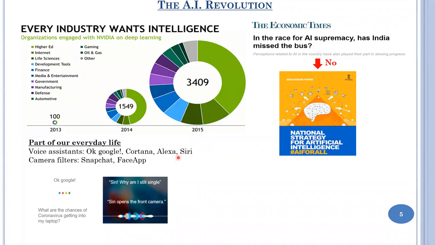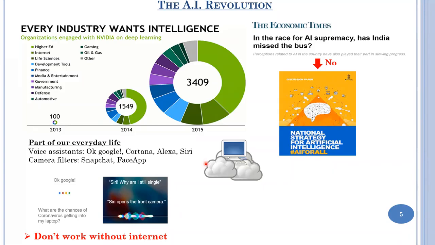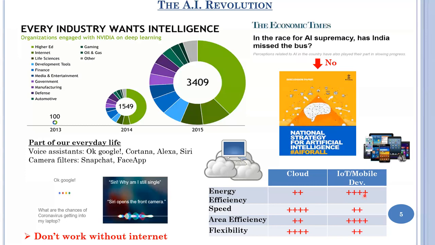However, if you notice them carefully, what you'll observe is that these applications do not work without internet. Why so? Because the processing is still done on the cloud. So internet is required to get the inputs from our end on the mobile phone, then transmit them onto the cloud. Then the cloud does all the processing and sends the result back to your mobile device to show the output. No processing is done on the mobile device. Why so? Because these are heavily resource intensive applications. And for achieving them in IoT or mobile devices, what you require is a highly energy efficient and highly area efficient neuromorphic processing engine. And why so? We'll discuss in the later slides.